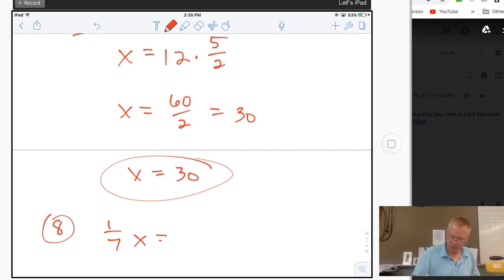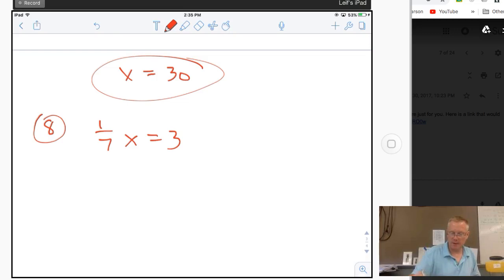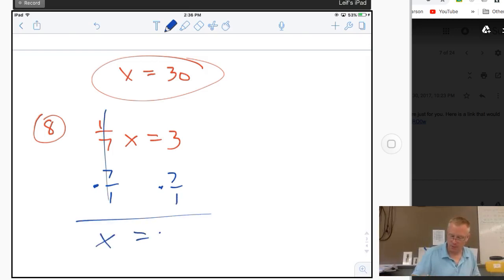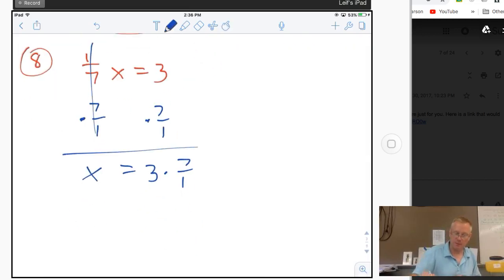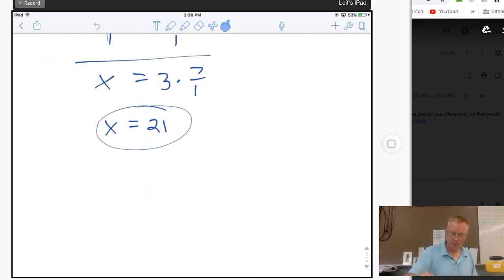1/7 x equals 3. Okay, so once again, multiply by the reciprocal. This would be times 7 over 1. So x equals 3 times 7 over 1. 7 over 1 is the same as 7. So 3 times 7 is 21. There you go. Number 9, let's see if we can go back to one of these, where I got x over 5 equals 10.